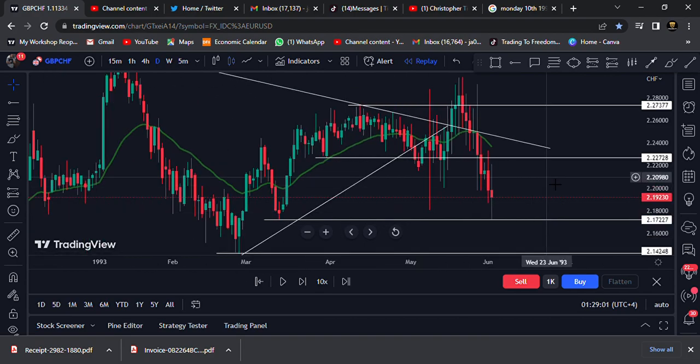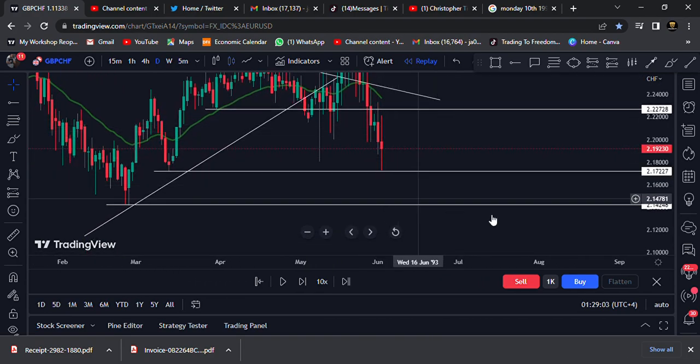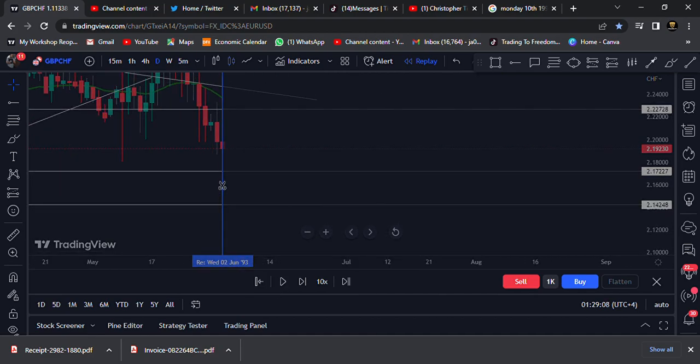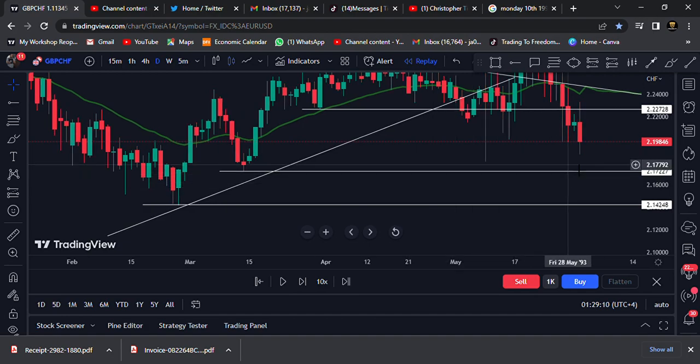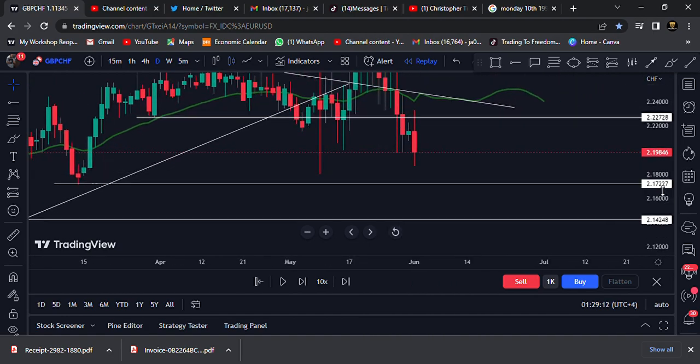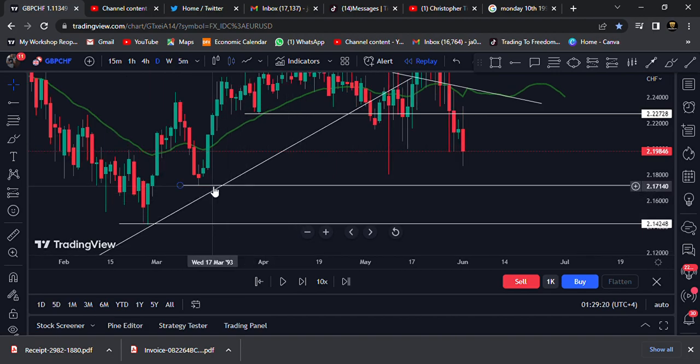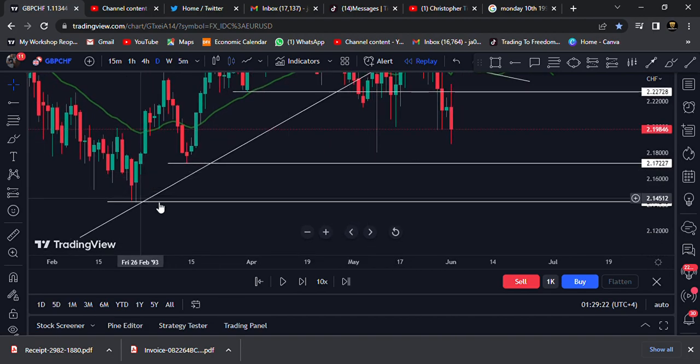So it actually gave us a signal here. This was a sell signal, guys. This was a sell signal. But if I'm selling here, I'm not going further. I can only go down to this level here and not further.